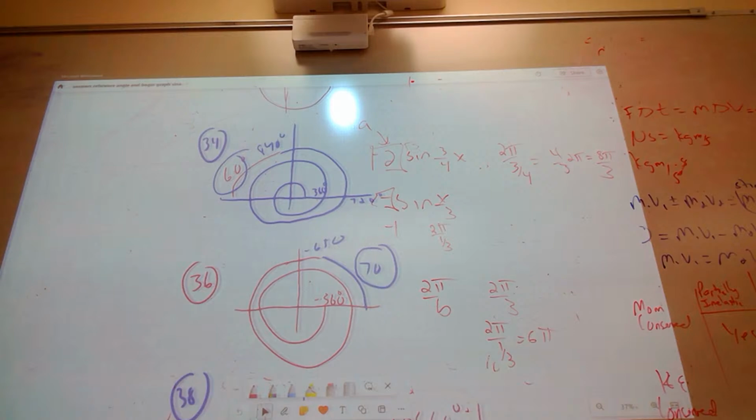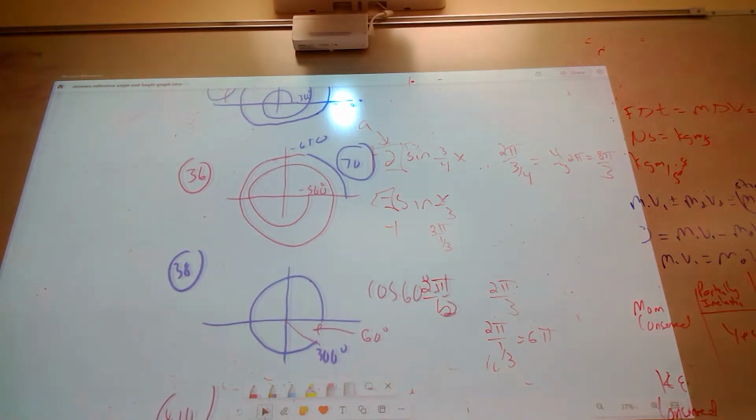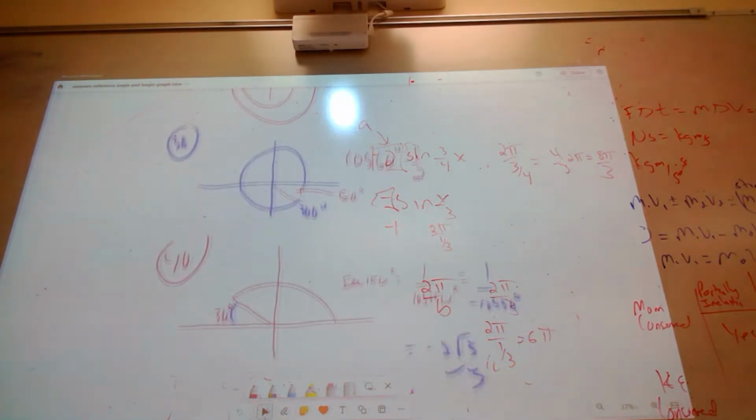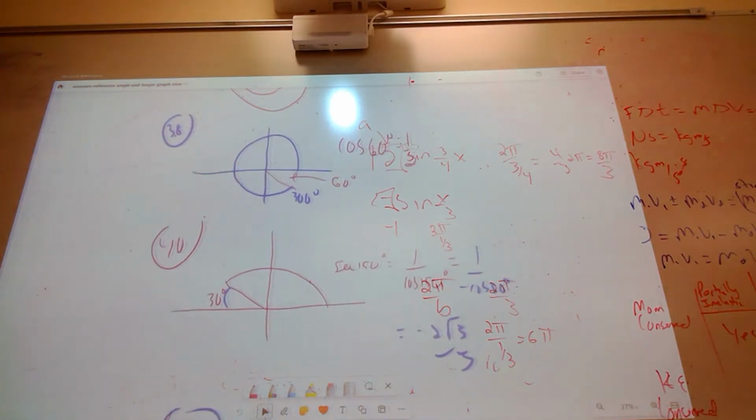Abigail, do you have 38? Good. Our reference angle was 60, and the cosine of 60 is 1/2. We're in the fourth quadrant. It's positive. 40. Kaylee? I have negative 2 radical 3 over 3. Good. We're at 150, so our reference angle is 30. We're in the second quadrant, so you have to put in a negative. The secant is 1 over the cosine, so we get 1 over the cosine of 150, or secant of 30, and we put the negative in.